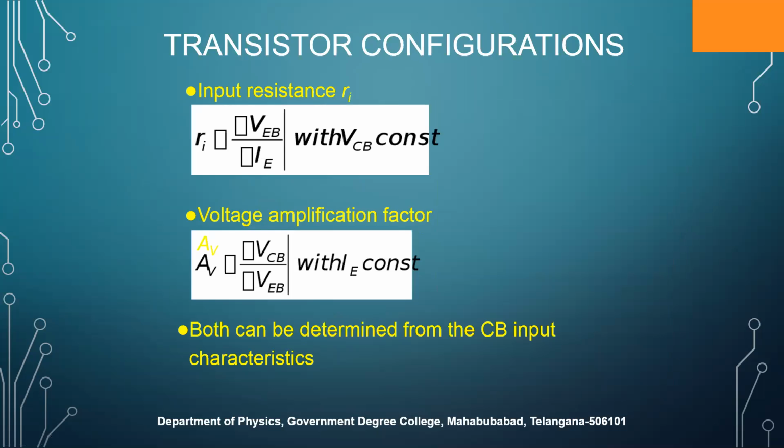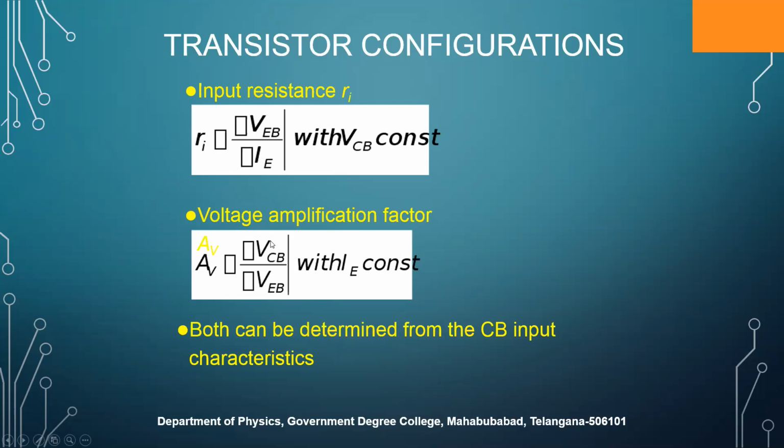So for common base configuration, the input characteristics are two. One is the input resistance, Ri is equal to delta VEB divided by delta IE with VCB constant. Here we have to keep VCB constant. This is called the input resistance, Ri. Next one is voltage amplification factor. That means, for a particular IE current, how much output voltage is there, how much input voltage we have applied.